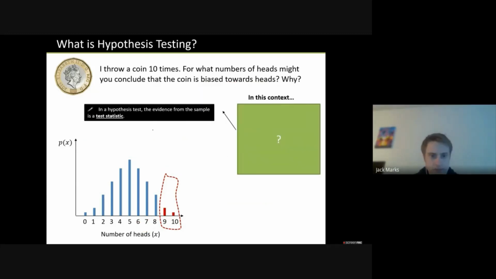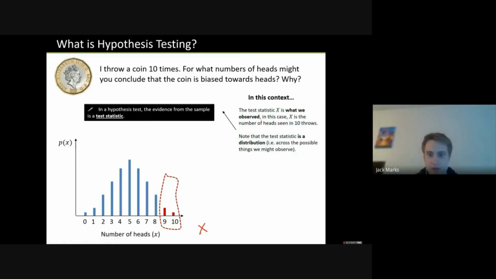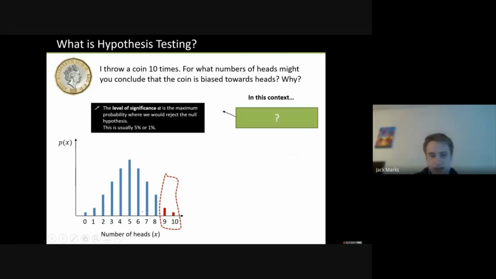So in a hypothesis test, the evidence from the sample is a test statistic. I'll link this back from before. We talked about capital X. Capital X is the thing that we're testing here, which is the number of heads, and this is its distribution. What else do we have? We're going to have something called a level of significance. Okay. This is something that's given to you in the question. This will always be given to you in the question, and this is what you're testing against.